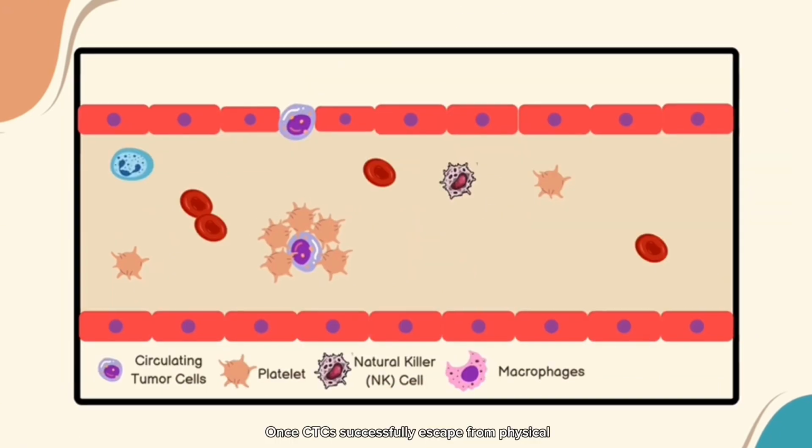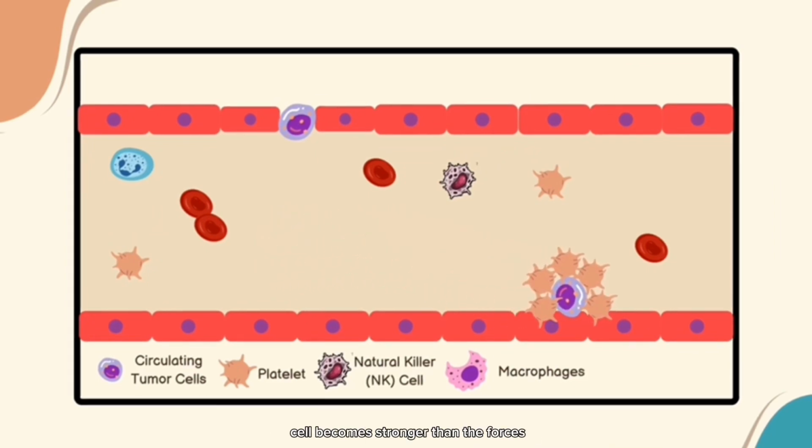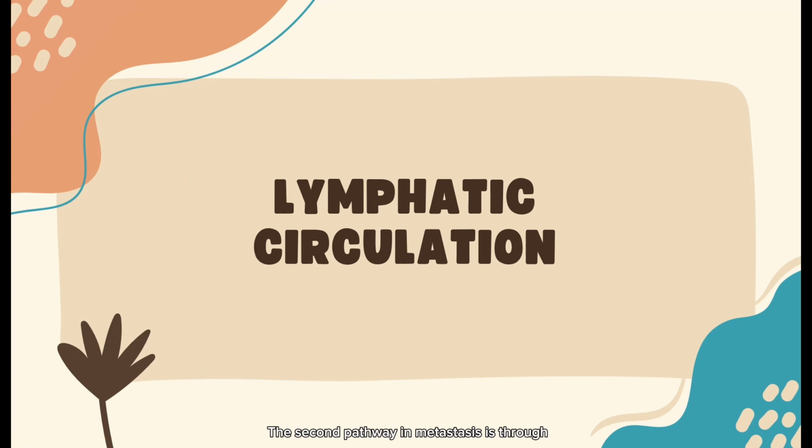Once CTCs successfully escape from physical and immune destruction in the circulation, the CTCs will eventually stop when their ability to stick to the endothelial cells becomes stronger than the forces trying to push them along with the blood flow. Then CTCs exit the bloodstream and continue their journey. The second pathway in metastasis is through lymphatic circulation.